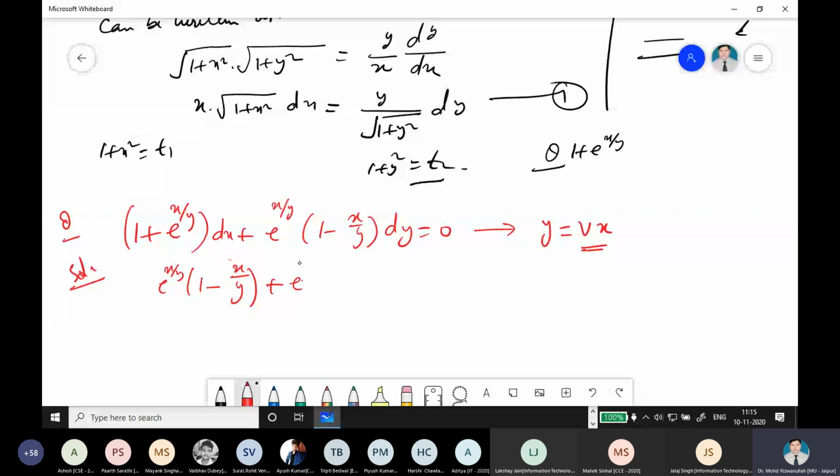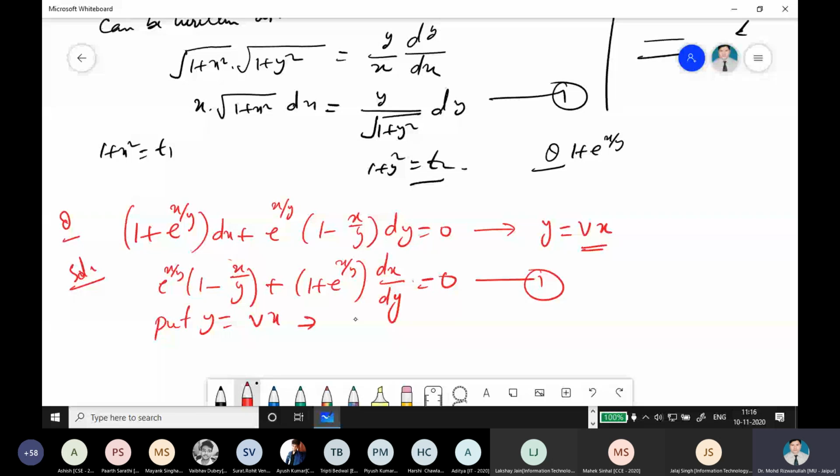you can write it e to power x by y 1 plus, then this is 1 plus e to power x by y, right, and I should make it dy by dx here, and this will be dx by dy, because this term is written on this side, so this should be dx by dy. All right, dx by dy equal to 0. So I am writing this equation as 1 here. Now this is the rearrangement of the question, and now you can put y equal to vx.